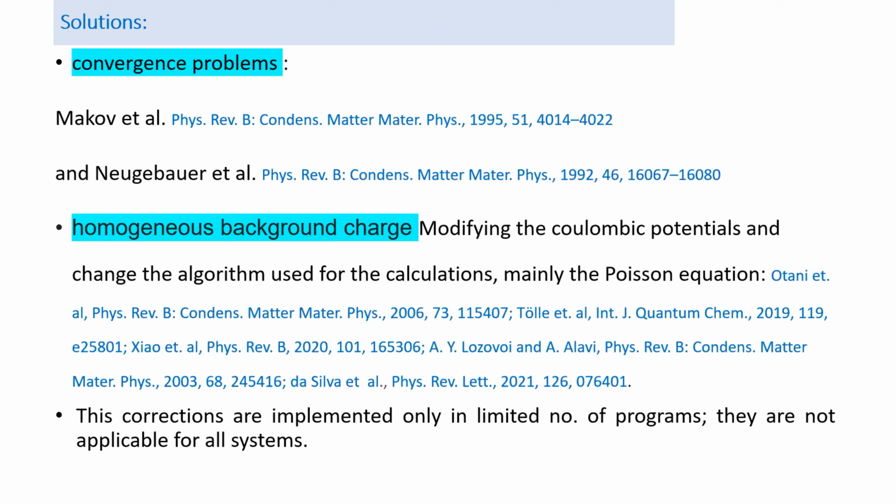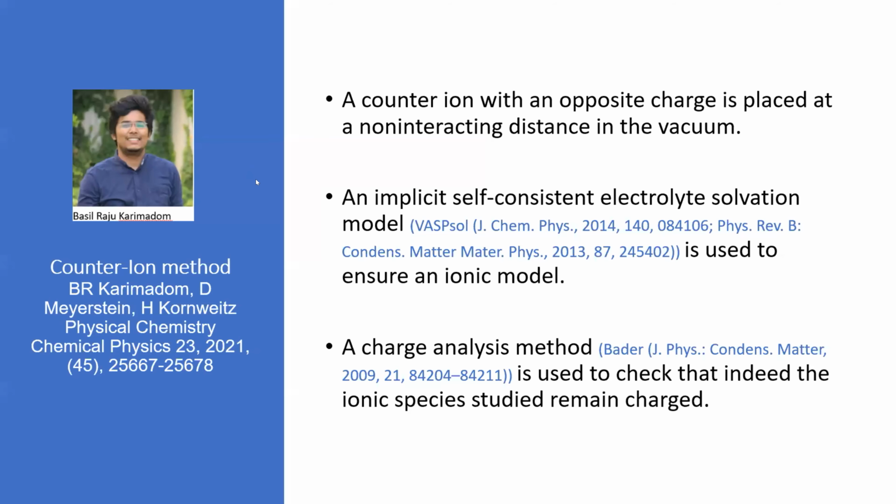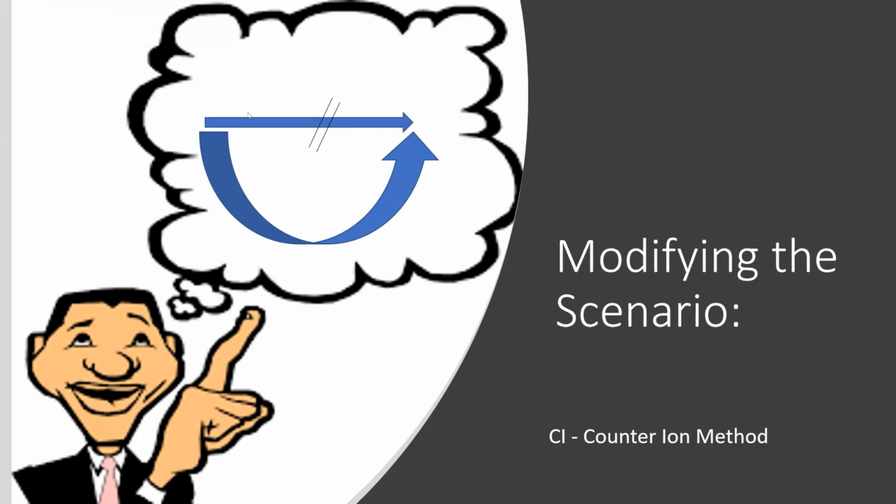But this is very problematic because these corrections are implemented only in a limited number of programs and they are not applicable for all systems. So for each system, we have to look at which correction is good and which is not giving us good results. And as I told you, for metallic systems, there is no good correction scheme. So what can we do?